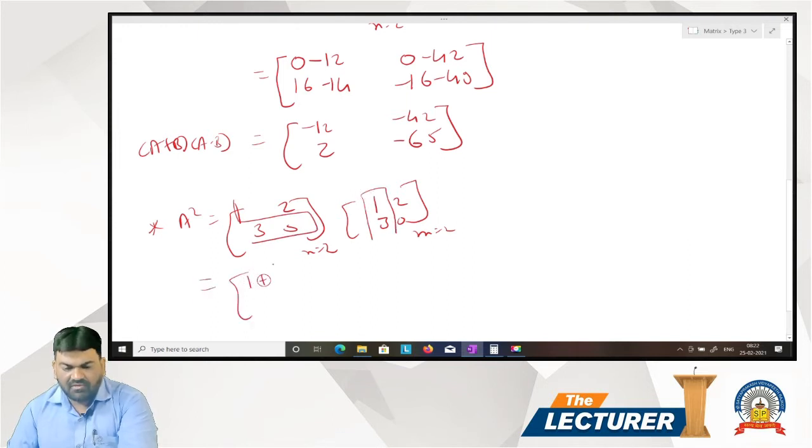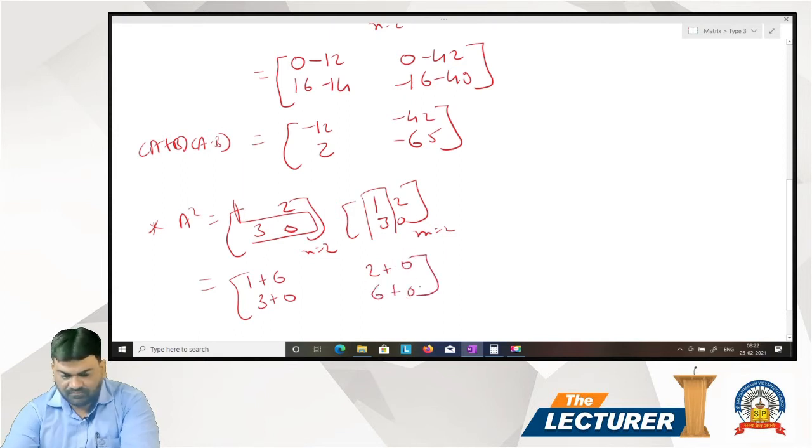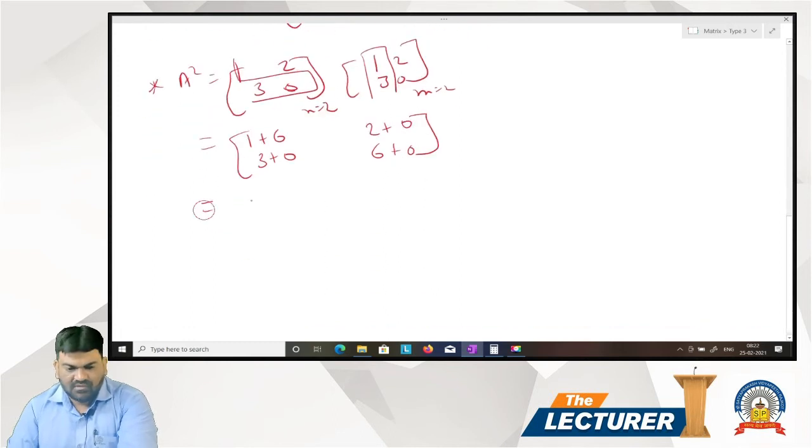1 multiplied by 1, 1, 2 multiplied by 3, 6. 1 multiplied by 3, 3, 3 multiplied by 0, 0. Second column, 2 multiplied by 1, 2. 2 multiplied by 0, 0. 2 multiplied by 3, 6. 0 multiplied by 0, 0. 1 plus 6, 7. 3, 2, 6.